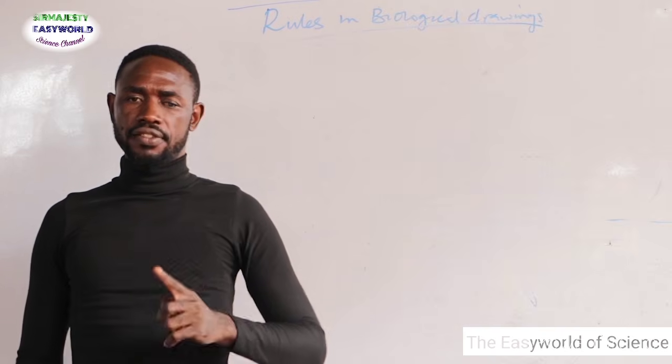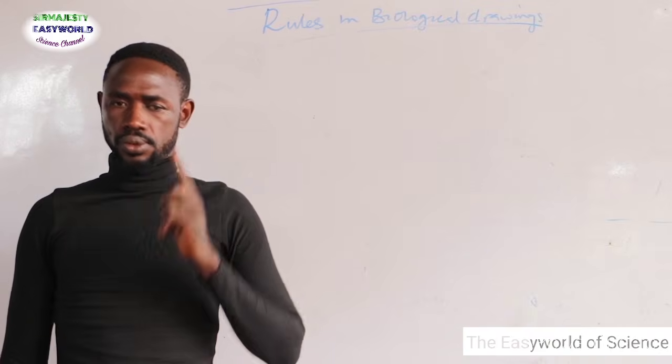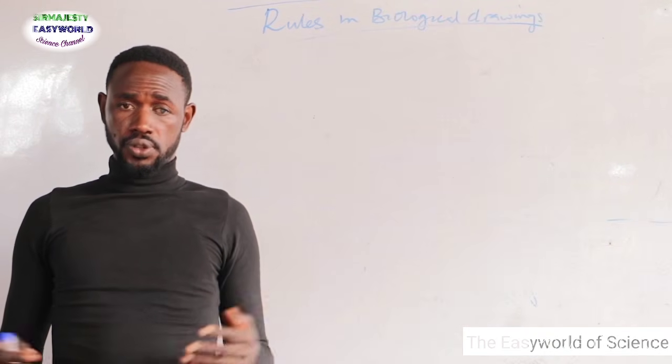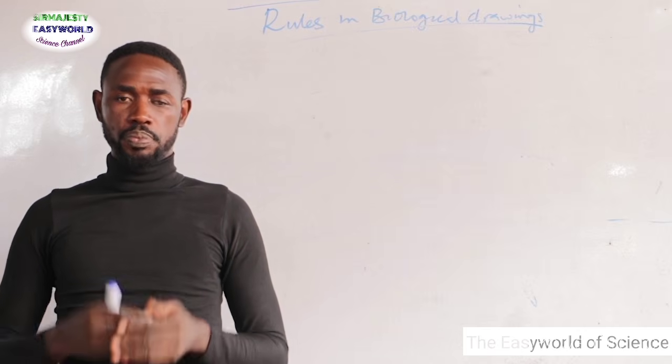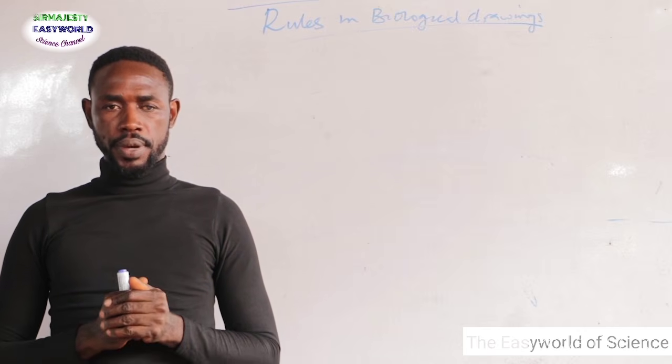So the first rule in biological drawing is this: your drawing must have a caption, or what we call a title. It has its own mark. Then secondly, of course, it's obvious, you don't draw with pen in biology. You draw with pencil, probably an HB pencil, a sharp pointed pencil.